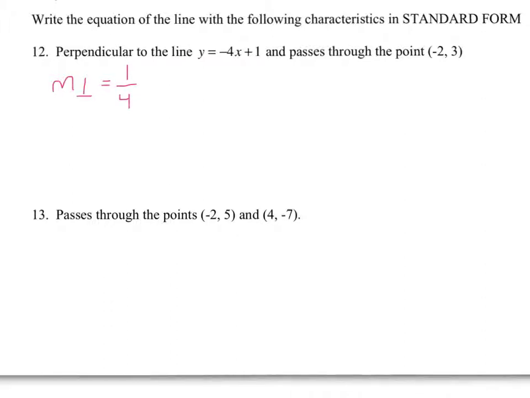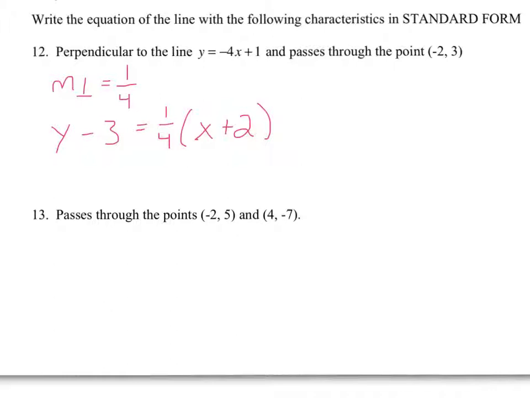Now that we know that, we can use our point that we're given, that our line goes through, and write our equation into point-slope form. So we're going to have y minus 3 equals 1/4 times x plus 2, since we have a negative 2. So now we need to take our equation in point-slope form and transform it into standard form. So we want to remember that standard form, all of the coefficients and the constant are integers. So we don't want any fractions in standard form.